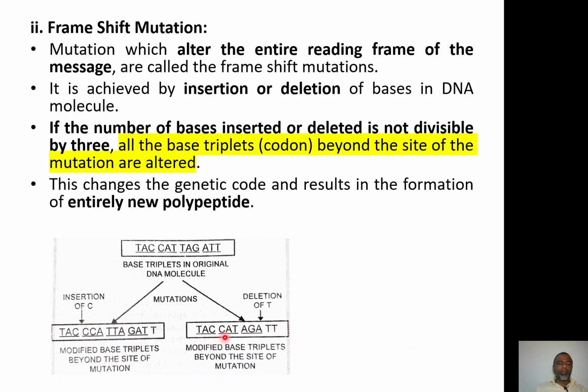Again, because the whole message is changed, every change in the triplet code means a new form of amino acid, and once the new amino acids are formed, they will not resemble the original message of the DNA which was present prior to this frame shift mutation. So, it means the whole polypeptide chain will be changed, the whole protein will be changed, and the characteristic feature of the individual will be changed.